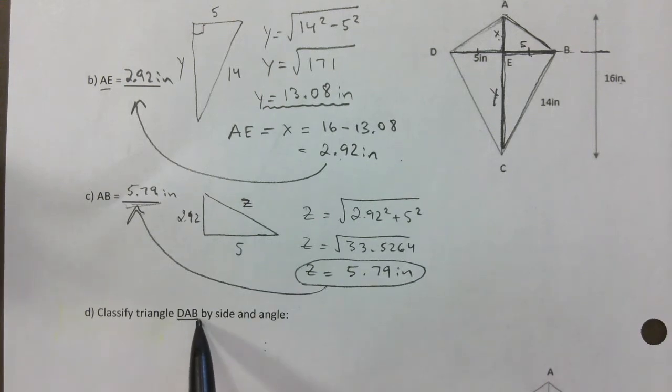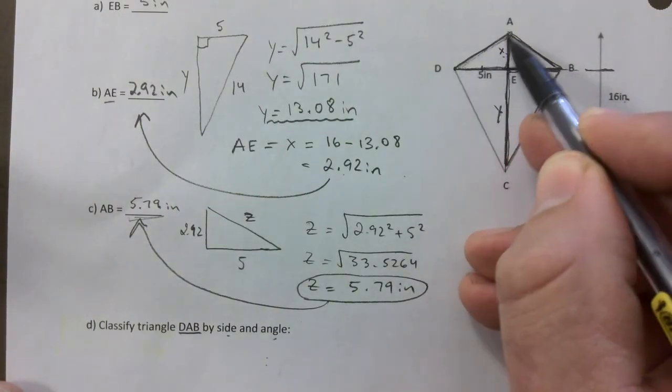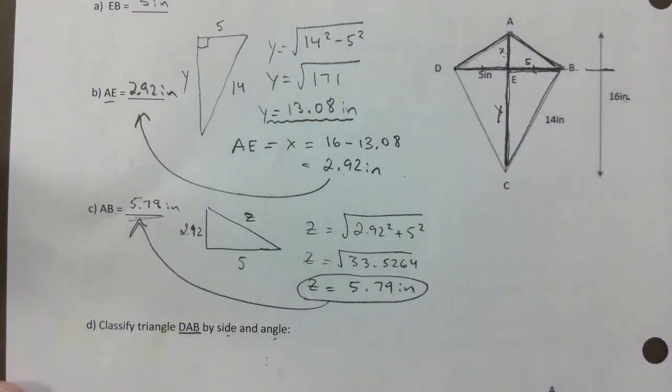Classify DAB by side and angle. DAB is this one, that triangle here they want. Okay, so we're going to sketch it. DAB, this is 10. I just found out that this is 5.79. Could it be that this is an obtuse angle up here?